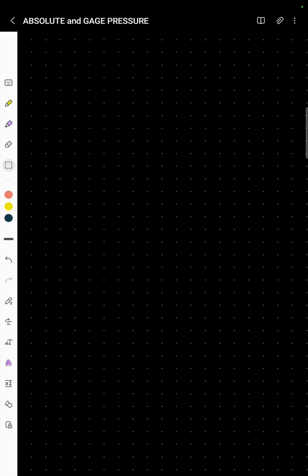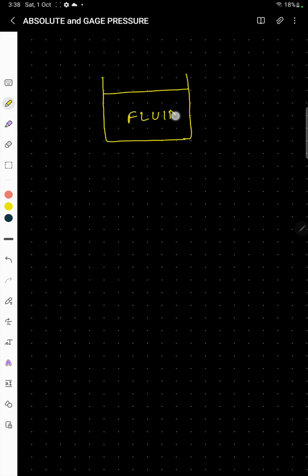We will study the absolute and gauge pressure today. Suppose you are having a container, and in this container any fluid is available. This fluid, whatever fluid is there, may be air or any liquid. Suppose let's take the water.